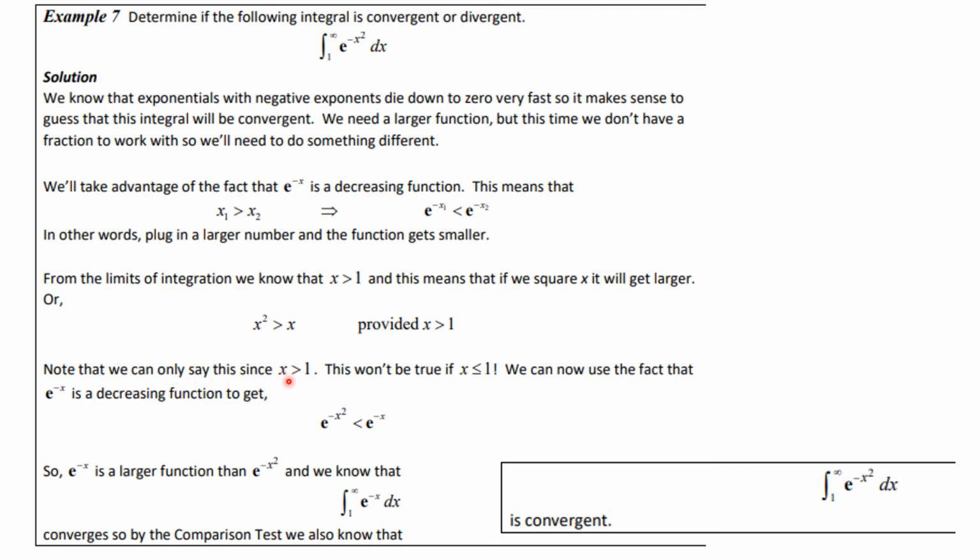Now, we can only say this because x is bigger than 1, because if x is less than 1, x squared is less. But we're using that fact because we do have that it's bigger than 1. So that means that x squared is bigger than x. I'm going to apply that to this. So e to the minus x squared is less than e to the minus x. So e to the minus x is the larger function than e to the minus x squared, but we know that this converges because we've done that calculation before, and so by the comparison test we know that this integral is convergent.